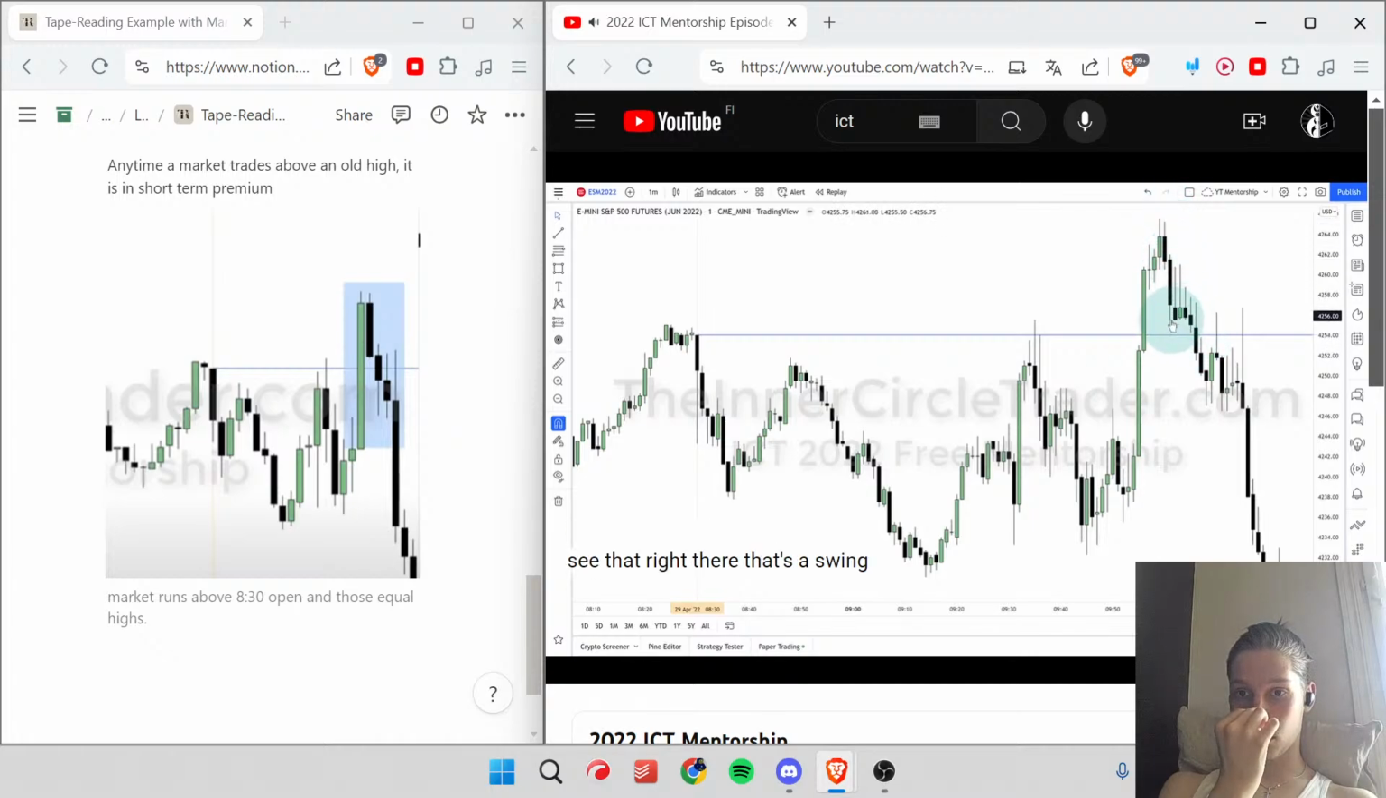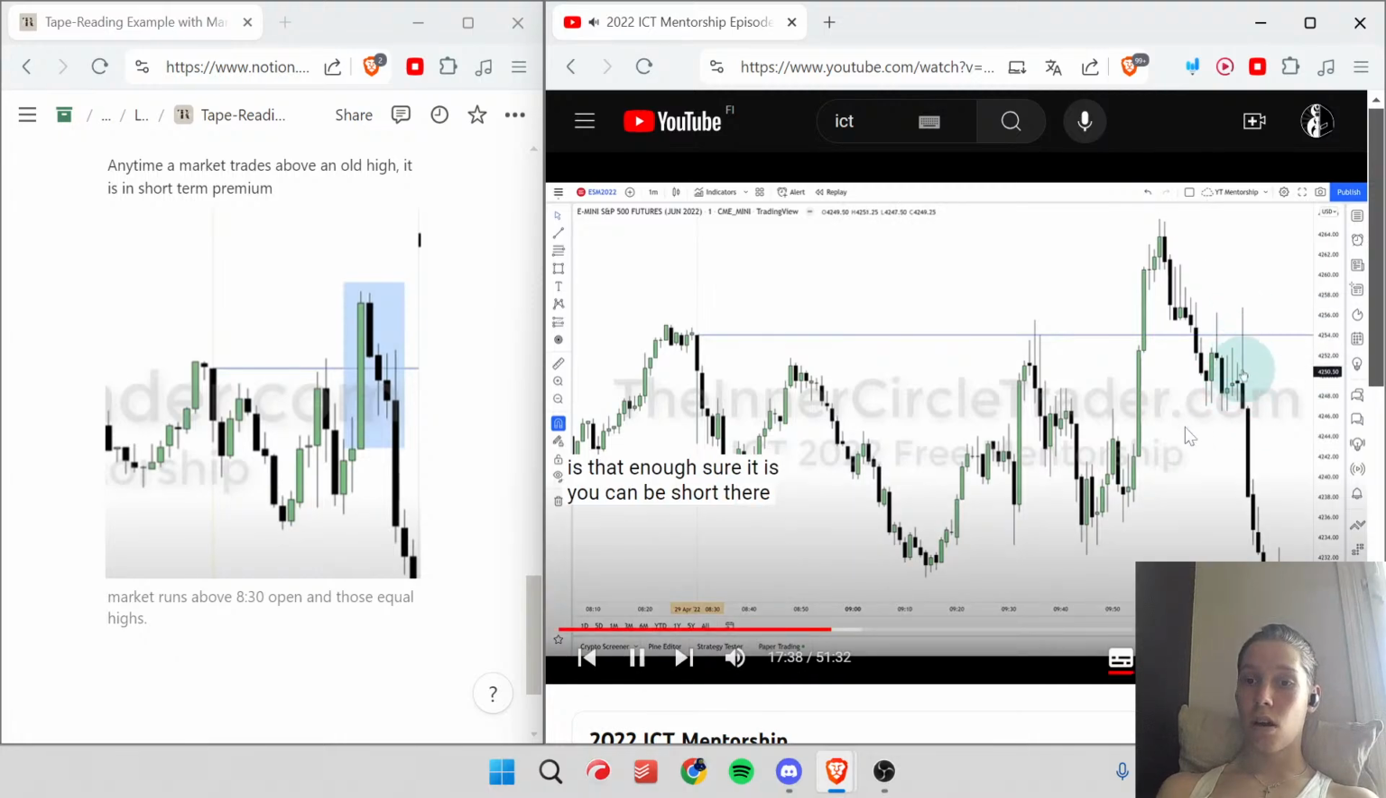See that right there? That's a swing low. Breaks below it. Was there displacement? Yes. Does it come back up into this little area here? Yes. Is it above the opening price? Yes. Is that enough? Sure it is. You can be short there. You have to weather this.